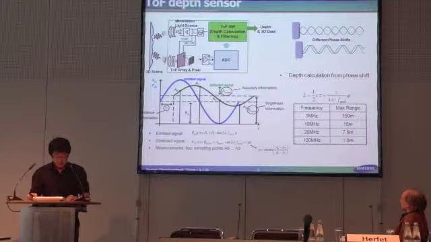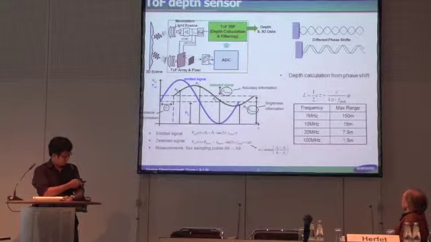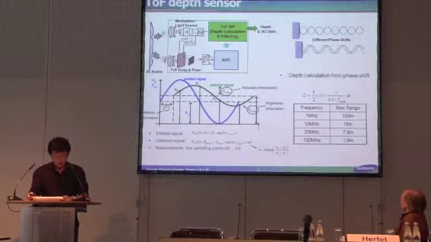Modulated light is emitted from the light source, then the sensor receives the reflected signal. The TOF sensor calculates distance by measuring the phase shift between the emitted modulation signal and the reflected signal. By changing the modulation frequency, we can control the coverage range of the camera.